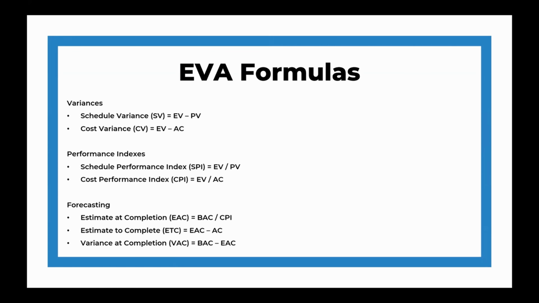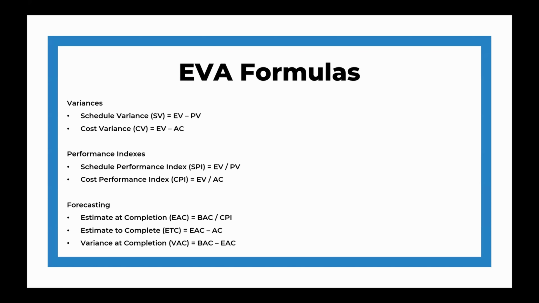Schedule variance, or SV, is calculated as EV minus PV. If EV is less than PV, we're behind schedule. If it's greater, then we're ahead of schedule. Cost variance, or CV, is calculated as EV minus AC. A negative CV means that we're over budget, while a positive CV means that we're under budget.